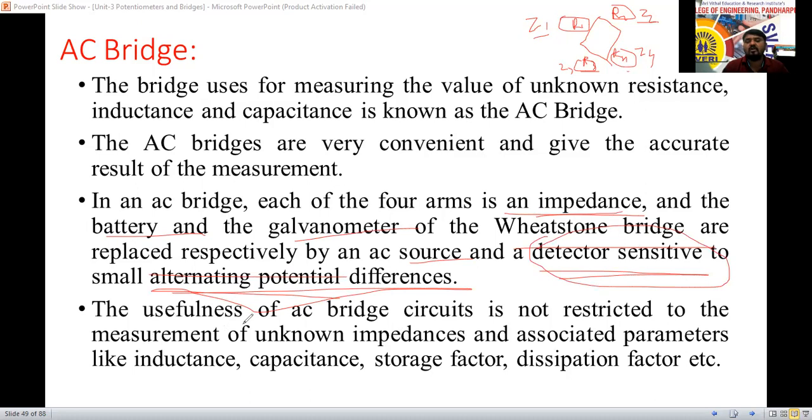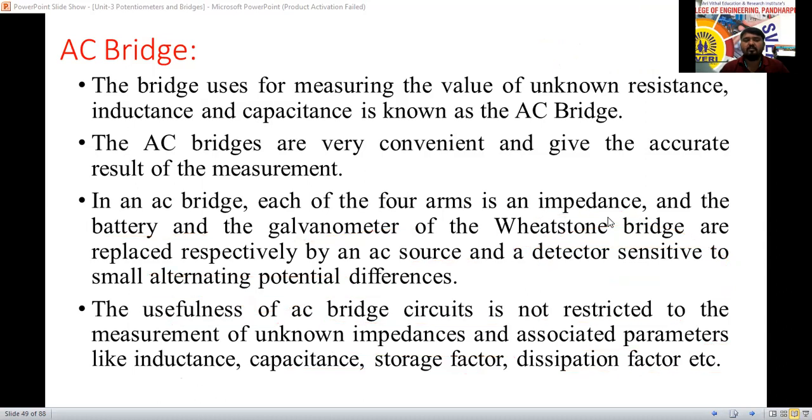So the usefulness of the AC bridge circuit is not restricted here. We can use it for the measurement of unknown impedances and associated parameters like inductance, capacitance, storage factor, and dissipation factor. We can measure the impedance, capacitance, even resistance by using this bridge. We'll get the formula for both resistance and inductance, and resistance and capacitance. So the word that came up is impedance.